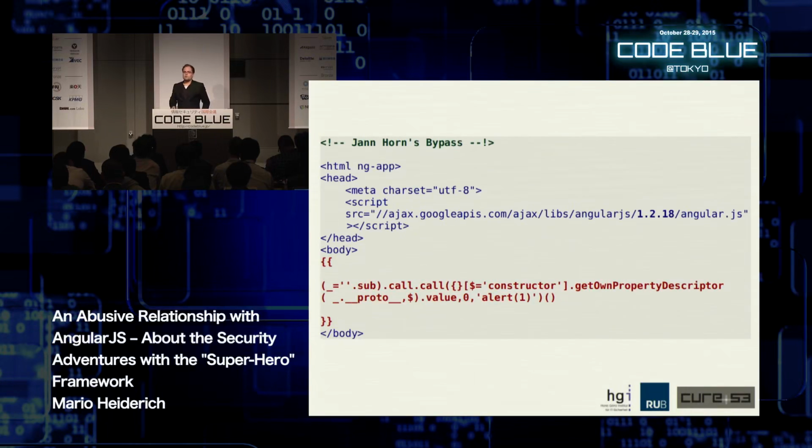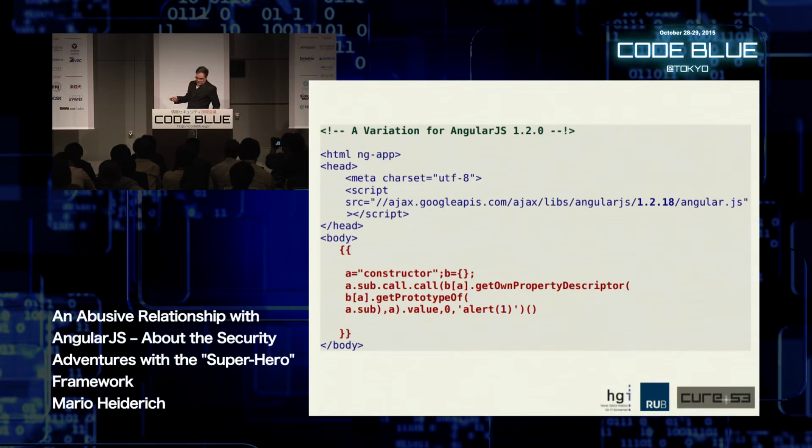Here's a bypass created by Jann Horn. And you would see it's very simple. You just take a string, you call sub, and then you say call of that sub from the string. Then you fetch the constructor as a string. Then you call get on the property descriptor. Then you throw the __proto__ in there. You call its value. You return this whole thing. You get a string and done. That's trivial. Well, maybe not. But you can see that bypassing the sandbox gets harder. Of course, they fixed that.